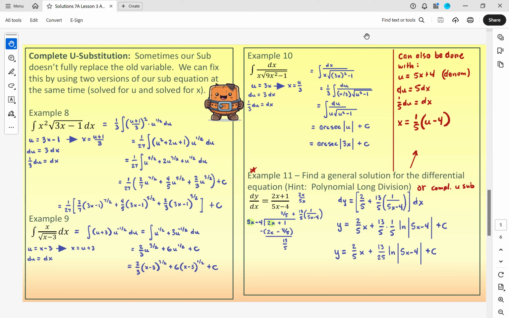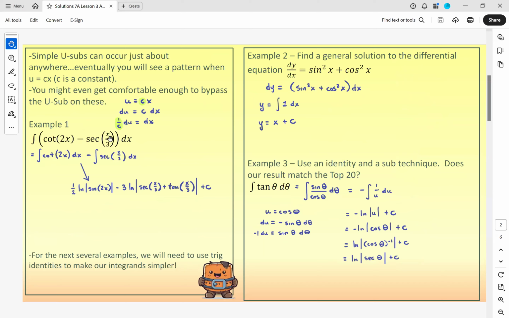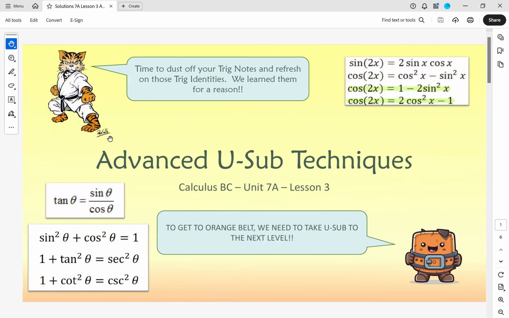Okay, this is the video for the complete U substitution technique. Basically the second half of these yellow notes. This is lesson three, the second half of lesson three.